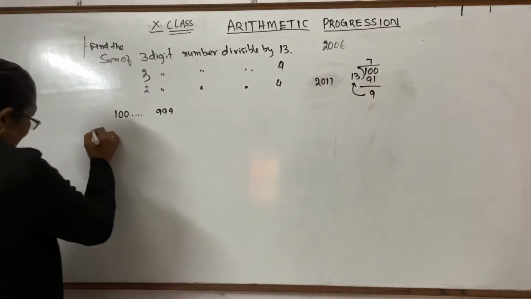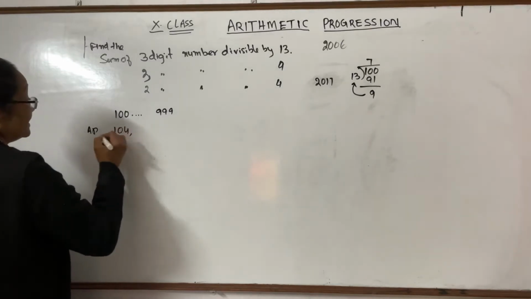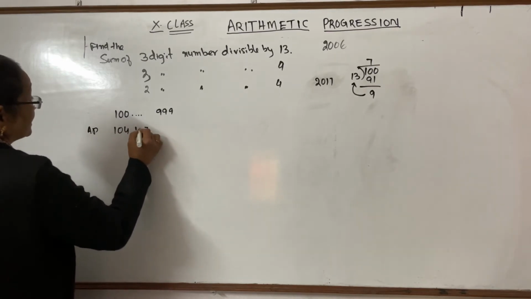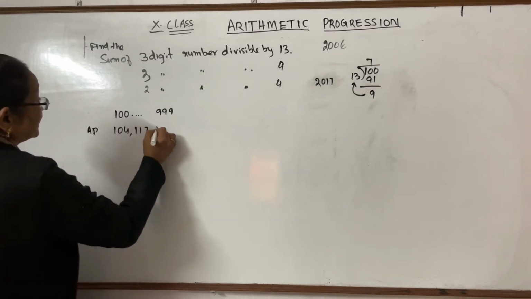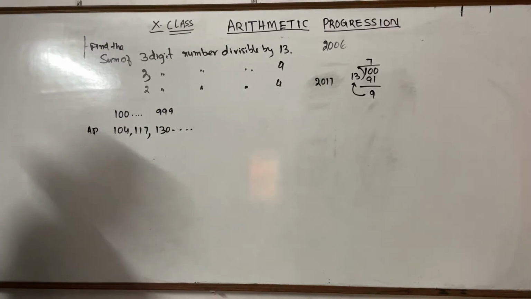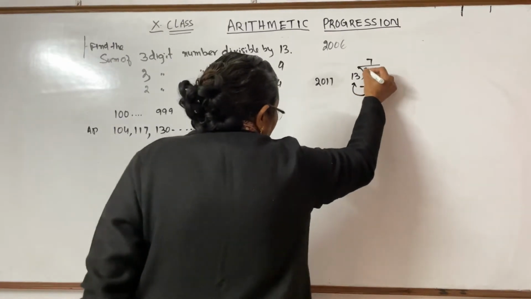Our AP, what will it become? 104. Then you add 13 each time: 104, 117, then 130. This way it goes on. But what is the last number? The nth term is what? So again, you divide 999.